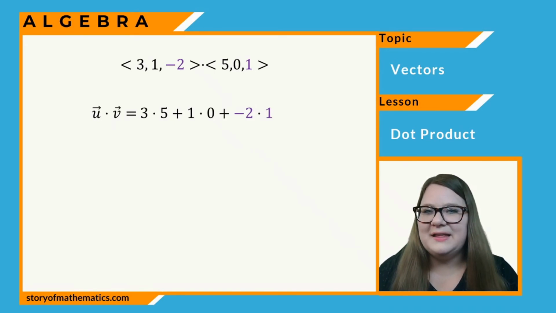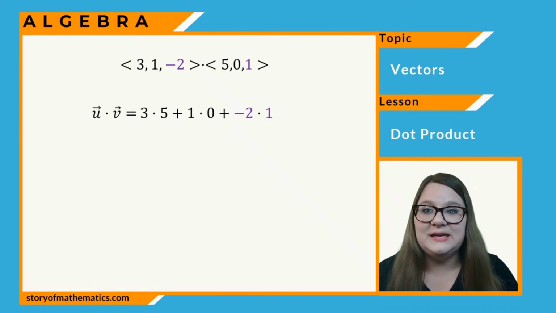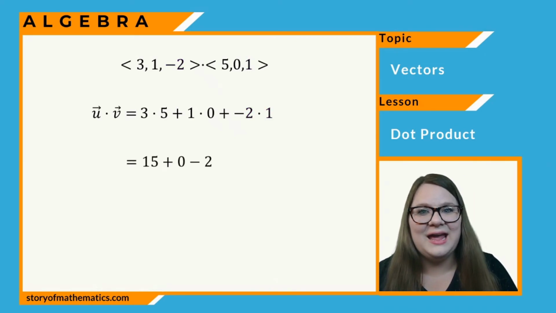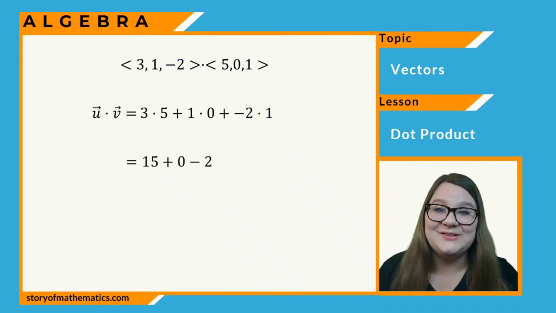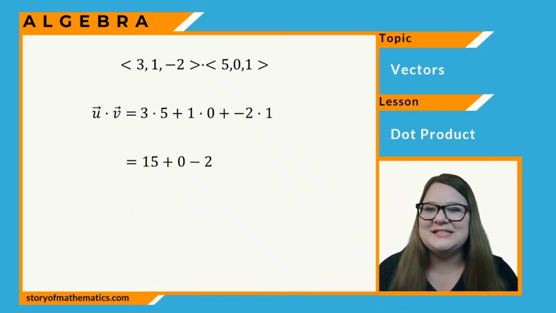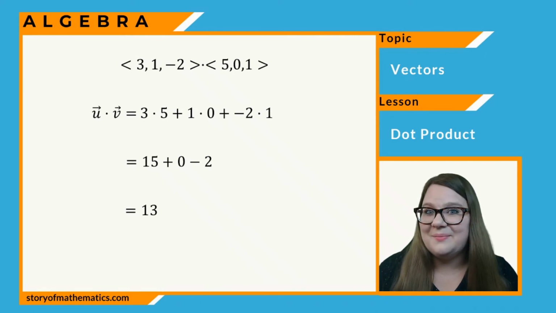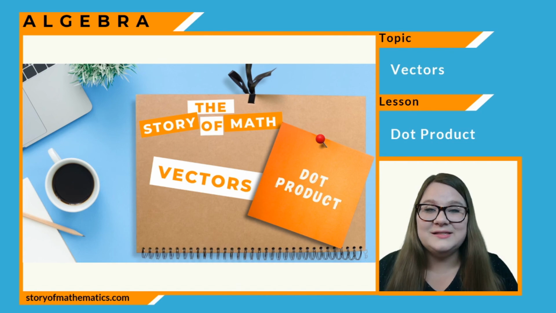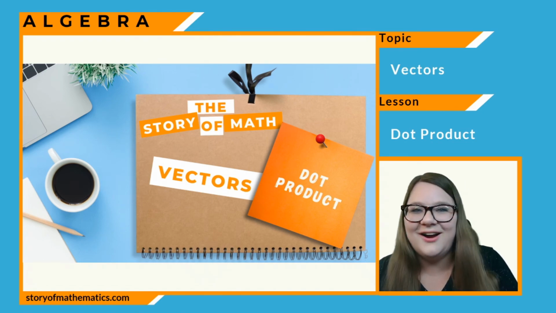When I go to simplify this, 3 times 5 is 15. 1 times 0 is 0, and negative 2 times 1 is negative 2. So I have 15 plus 0 minus 2, which is 13. And that's the dot product of those two vectors. And that is how you find the dot product, whether it's a two-dimensional set of vectors or the vectors are 3D.